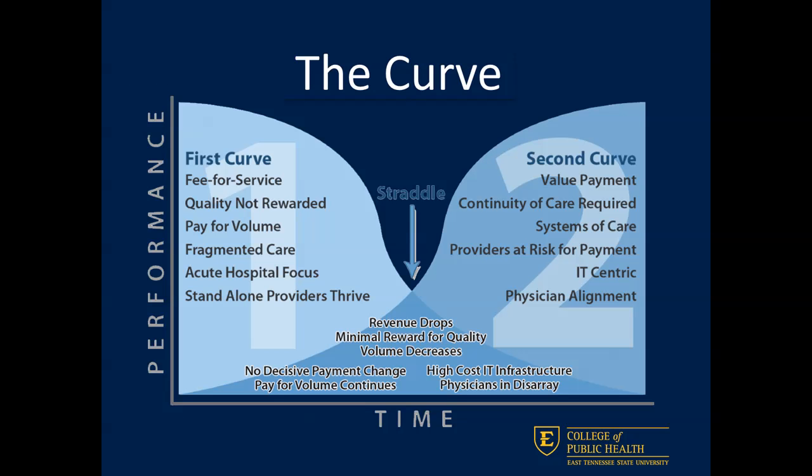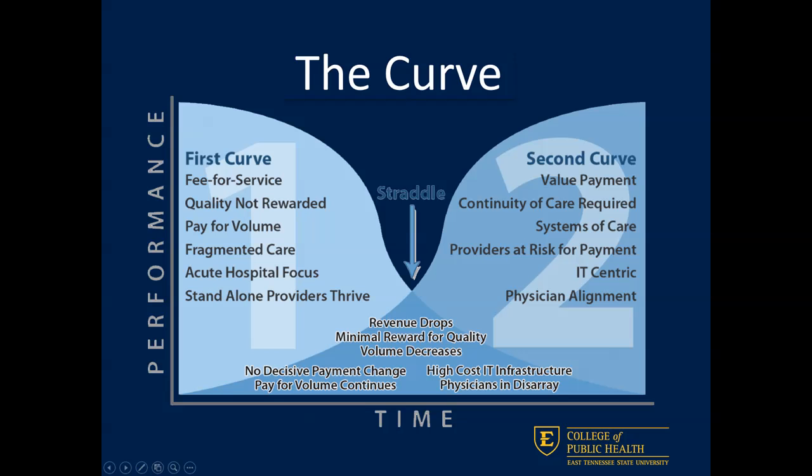But what I want to talk about is how we transition from the current to the future. Where we find ourselves now, in the past we were more in this first curve, where traditionally we were fee-for-service, not reimbursed on quality, and paid more on volume. So we had a lot of fragmented care. We didn't have a lot of great communication or collaboration between facilities or between providers, and this was a great chance for standalone providers to really thrive in this type of marketplace.